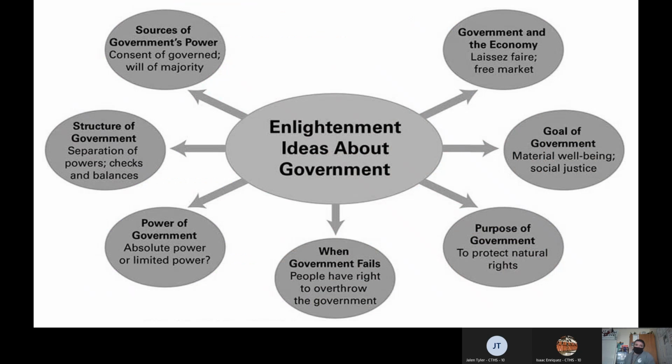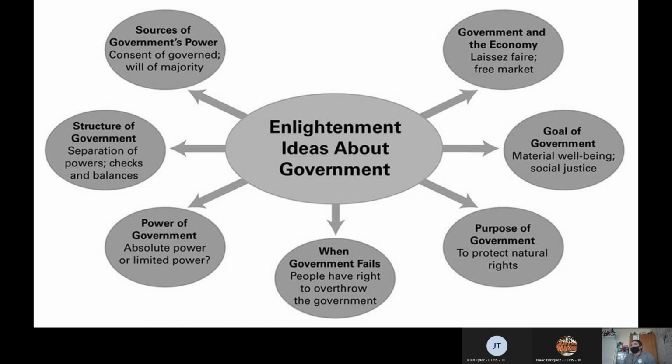Now, this one I would say you don't have to write down because we went over it. But you may want to take a picture of it. I don't know. It kind of summarizes a lot of Enlightenment ideas about government. In the economy, laissez-faire, let it be. The goals of government: protect us, provide justice, protect our unalienable rights. The purpose of government: protect the natural rights, like I said. When government fails, we have the right to overthrow that government, create something new.